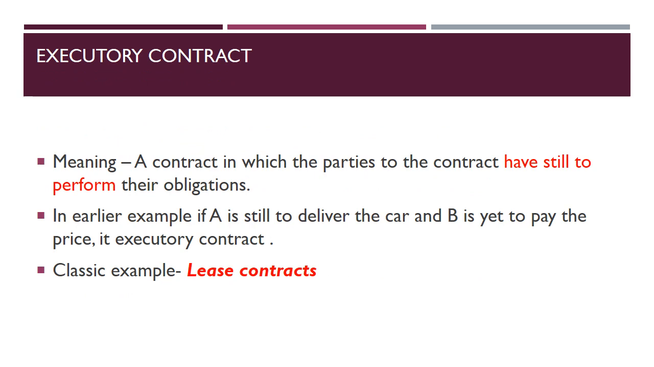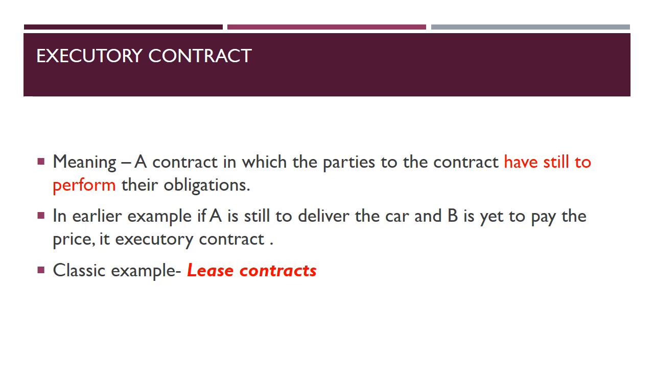Okay, so now executory contract. A contract in which the parties to the contract still have to perform their obligations. It means the parties have not performed their obligations; they still have to perform them. So those contracts are executory contracts. It can be that both the parties have to perform their obligation, or it can be that one party has done its part but the other party still has to perform.